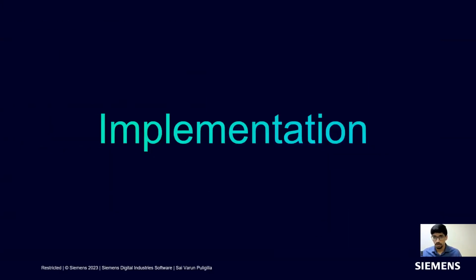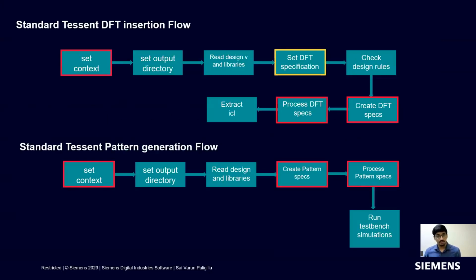Coming to the implementation flow. This is the standard Tessent DFT insertion flow and standard Tessent pattern generation flow. The red boxes here are the main differences between these two flows, and the yellow box here is the important command in the insertion flow. We'll clearly observe this in the coming slides. Here the set_dft_specification command decides what kind of DFT should be inserted in the design. So in this video, we are talking about boundary scan. So we can see how that is done in the coming slides.